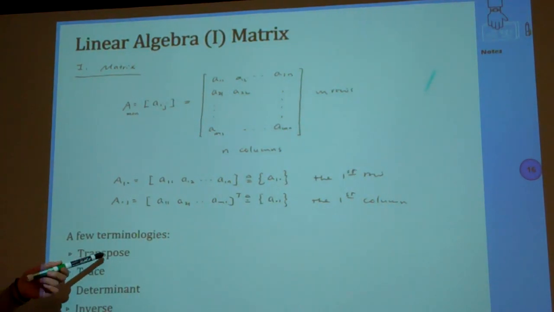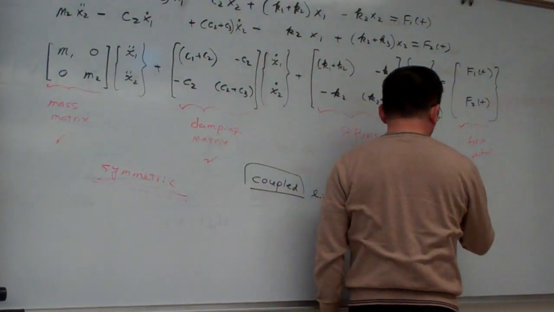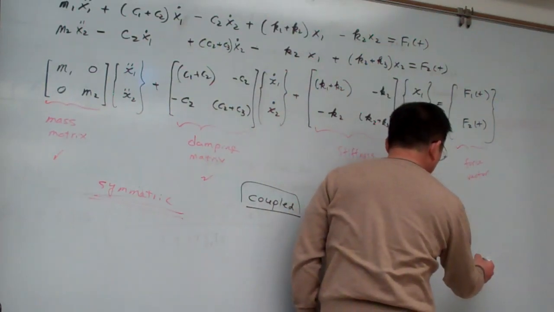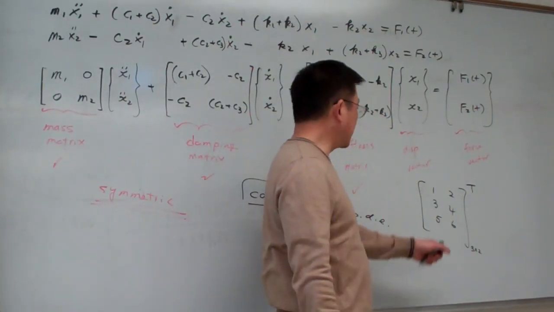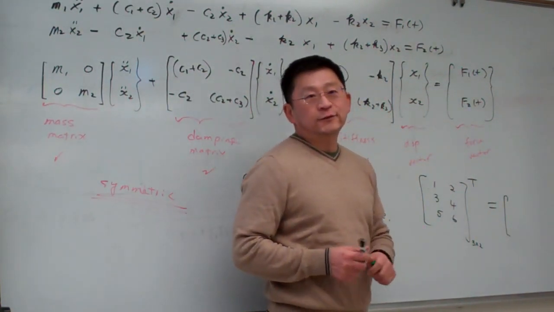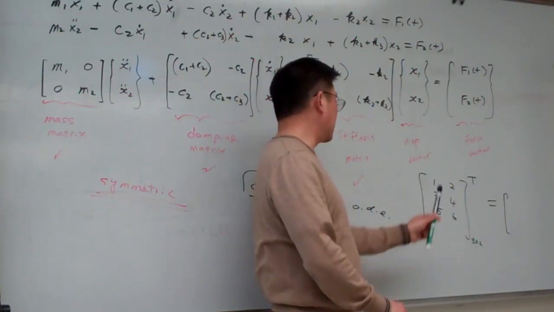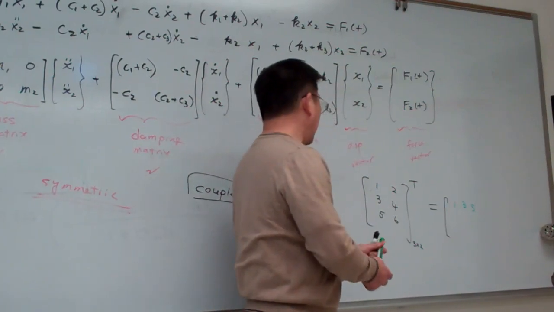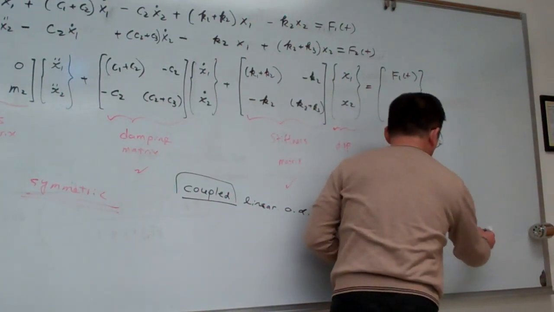A few terminologies, for example, transpose. Transpose is like this. For example, if we have 1, 2, 3, 4, 5, 6, and we consider this a 3 by 2 matrix, for the transpose we use the notation of a superscript T. That means we're going to transpose this one, and the operation of the transpose is this. Look at this carefully. We simply tilt the column into a row. So the first column becomes the first row, that is 1, 3, 5. Then the second column becomes the second row, 2, 4, 6.